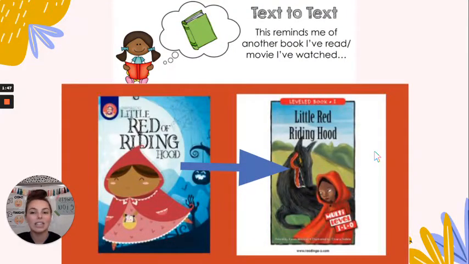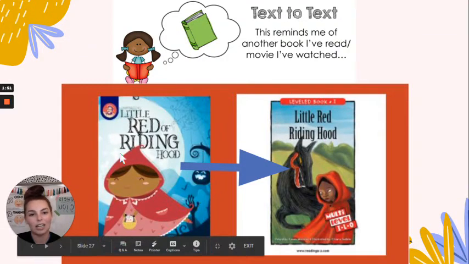Text to text. This was one of my favorite lessons that we've done. We did Little Red Hen of Riding Hood and Little Red Riding Hood. And we saw a lot of things that are the same. The characters were both Red Riding Hood, and we can see animals in both of them. They were both going to their grandmother's house, so there were things that were the same between both of them.